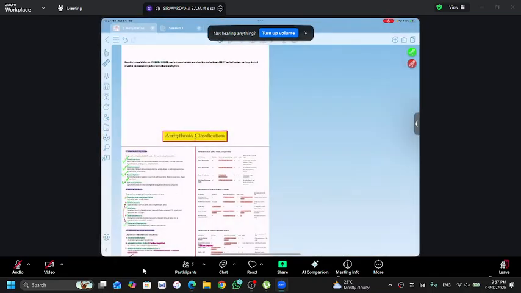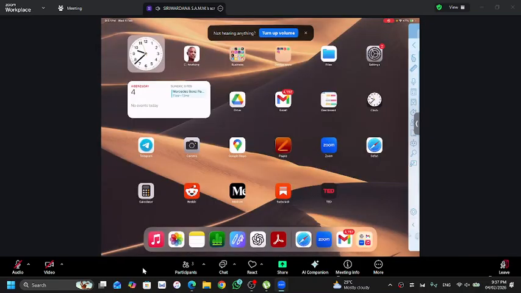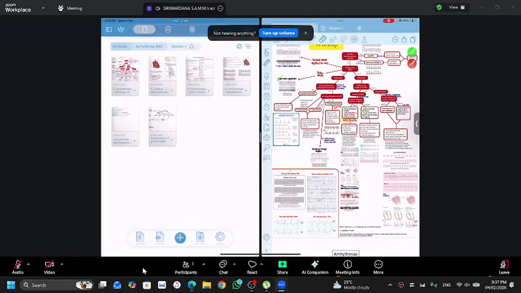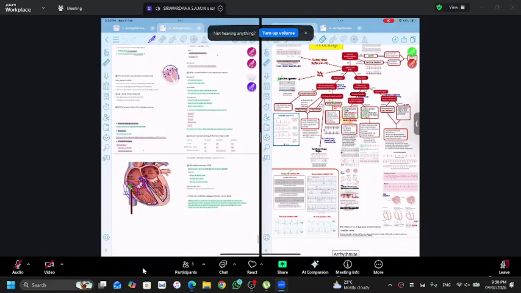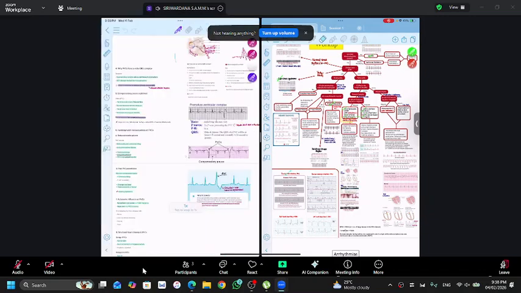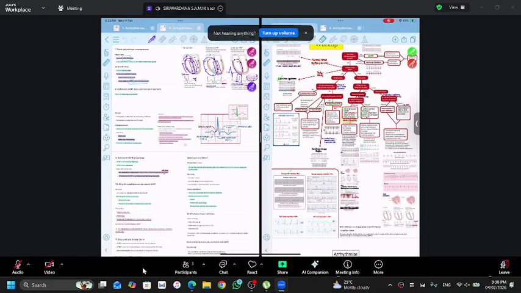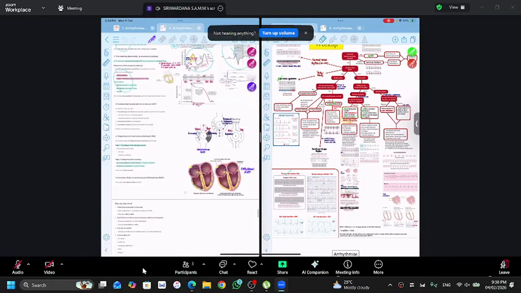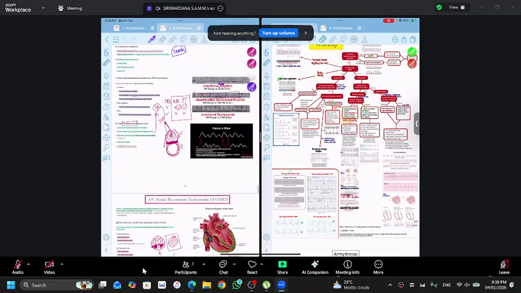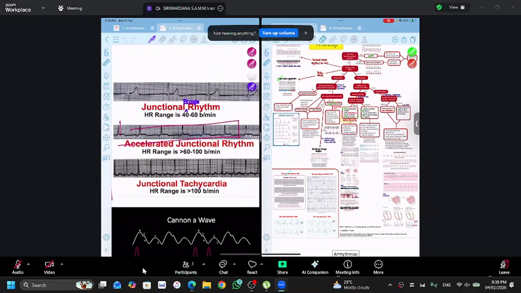Important thing, now say we get this ECG, what are we going to do? Say we get an ECG like this, a junctional rhythm like this. How are we going to put this into our algorithm?